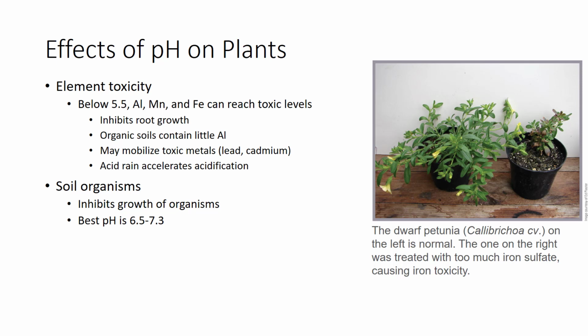Soil organisms grow best in near-neutral soil. In general, acid soil inhibits the growth of most organisms, especially bacteria and earthworms. Thus, acid soil slows many important activities carried on by soil microbes, including nitrogen fixation, nitrification, and organic matter decay. A pH between 6.5 and 7.3 is generally optimum for these beneficial activities.